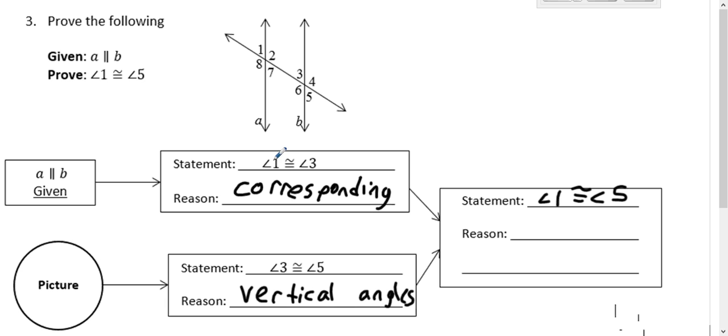And looking at what we've already said, we said angle 1 is congruent to 3 and angle 5 is congruent to angle 3. So we can combine those 2 with some substitution to get that angle 1 is congruent to angle 5.